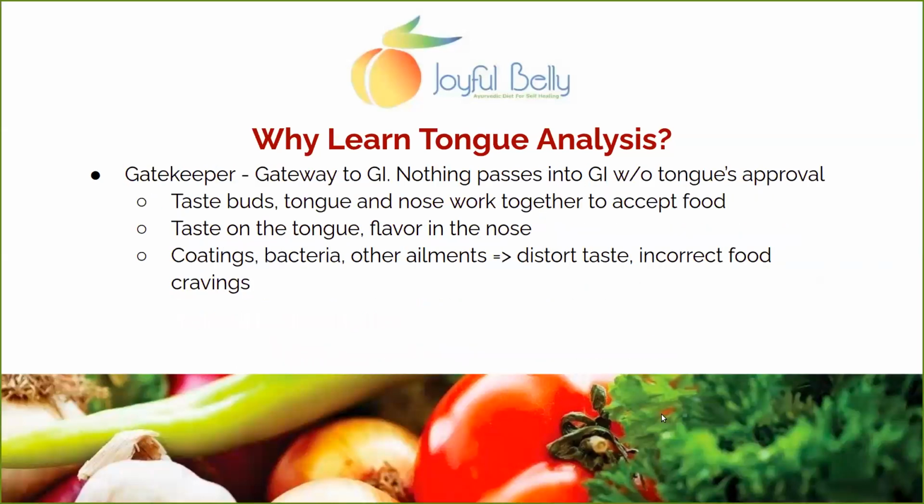So, the tongue is a gatekeeper, right? It's a gatekeeper and a gateway into the GI tract. Nothing passes into your GI tract without the tongue's approval. So if something tastes terrible and you don't want to eat it, the tongue, in a way, participates and is part of your sensory organs and your decision-making process around what you eat. And because the tongue is a sensory organ, problems on the tongue affect your decisions about food.